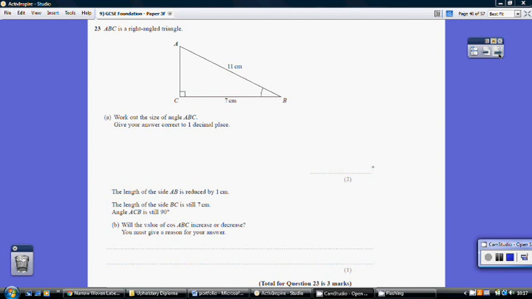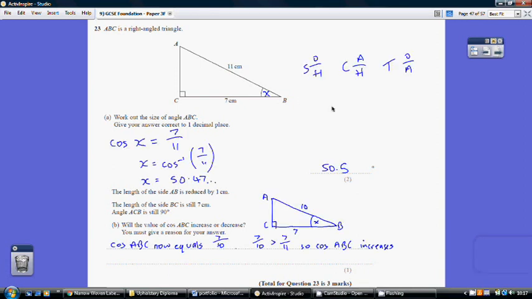Question 23. So work out the size of angle ABC. So we're working out this angle here that I've called X. Now I know the adjacent and the hypotenuse here, so I'm going to be using cosine. So cosine X equals my adjacent side of 7 divided by my hypotenuse of 11. So to make X the subject, we inverse cos both sides. So X equals inverse cos 7 over 11. Pop this into your calculator and you get 50.47... So to 1 decimal place, that is 50.5.